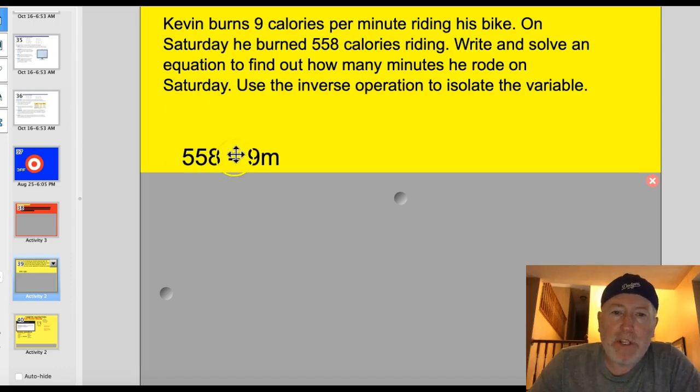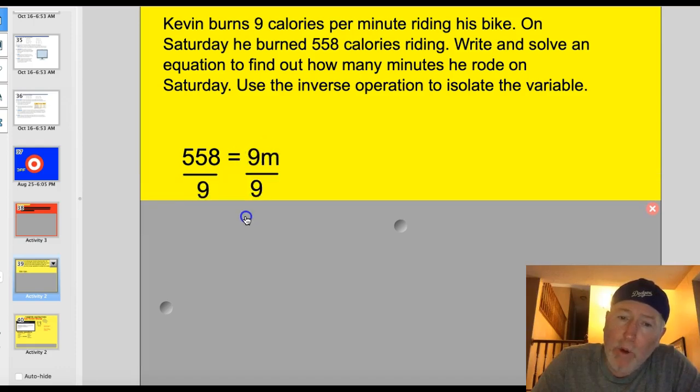The 558 calories total is equal to 9 calories times some number of minutes, right? Well, this is a multiplication situation, right? 9 times m. How do you solve multiplication? What's the opposite? What's the inverse? Division, of course. How do you get the m by itself? You got to get rid of the 9. So the way we get rid of multiply by 9 is we divide by 9.